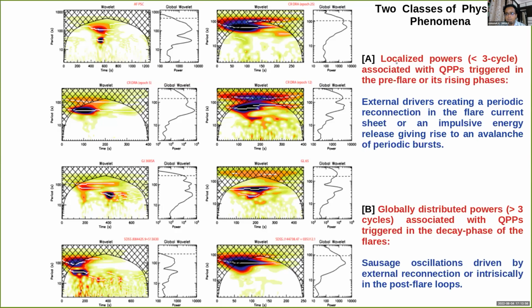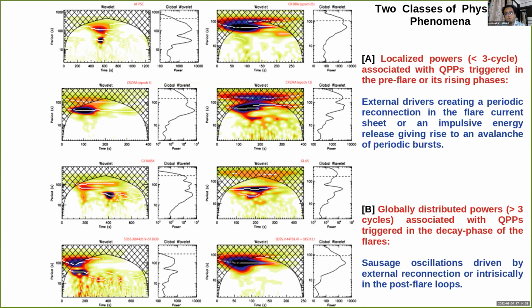The first category is the localized powers in the wavelet, repeating less than 3 cycles, which are associated with quasi-periodic pulsations triggered in the pre-flare or rising phase. Those are very localized powers, and they might be associated with external drivers creating periodic reconnection in the flare current sheet, or an impulsive energy release giving rise to an avalanche of periodic bursts. So they were essentially related to the reconnection scenario in the pre-phase or rising phase of the flare within the current sheet, generating such QPPs.